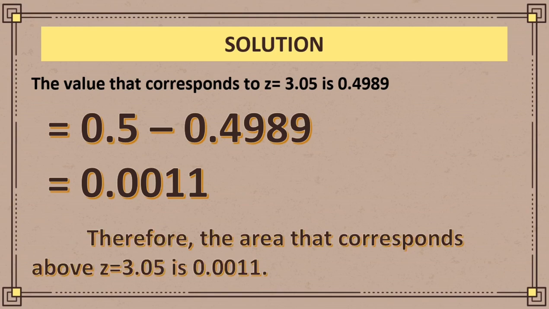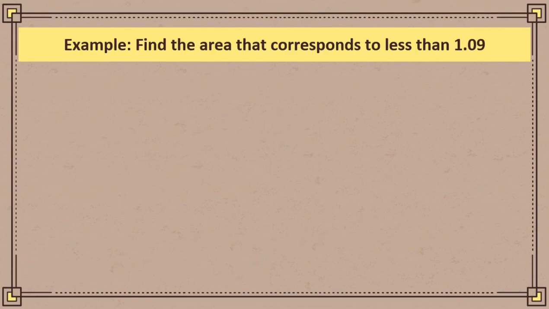Then the area that corresponds to z above, say, 3.05 is 0.0011. Another example: find the area that corresponds to less than 1.09.